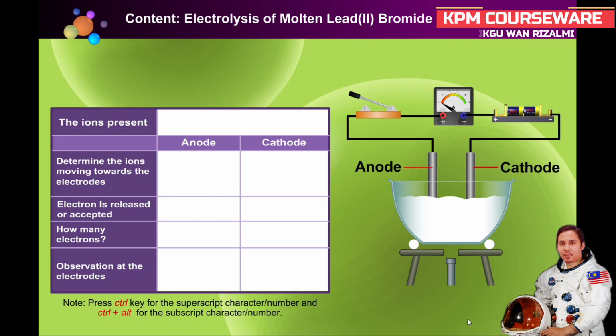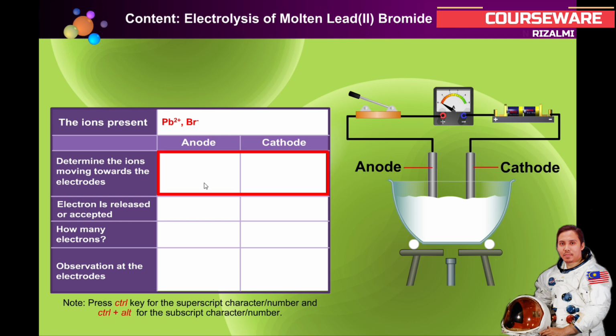Let's revise what happens to molten lead(II) bromide, one step at a time. Key in your response in the table given. Write down the formulae for ions present in molten lead(II) bromide. Press Enter when you are done. Try again. Write the formulae for ions moving toward anode and cathode. Press Enter when you are done. Try again.